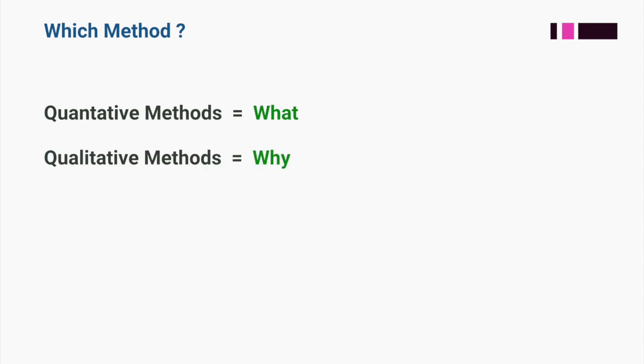So which type of research method should we choose? As a general rule, quantitative research will tell you exactly what is happening with your product, while qualitative research will tell you why it's happening. So quantitative research is the what and qualitative research is the why.